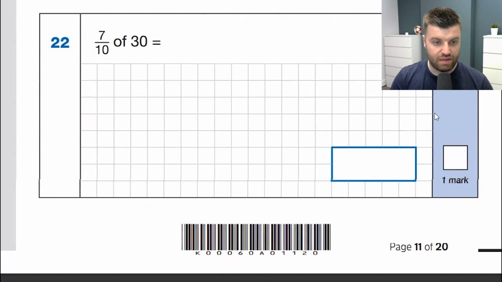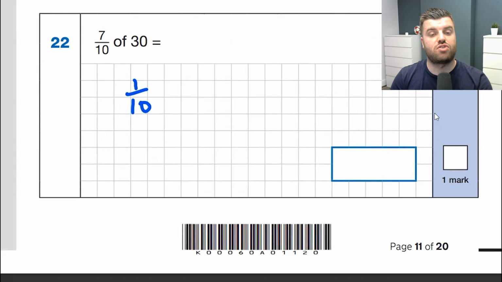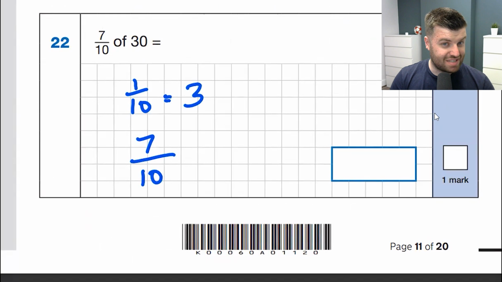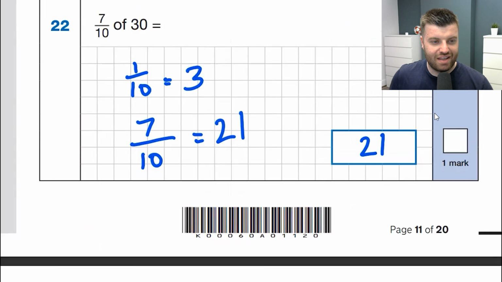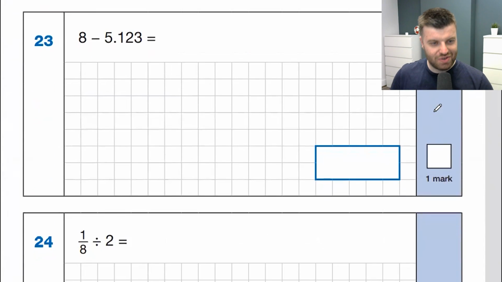7/10 of 30. Well, we have to find 1/10 first. So we're going to divide the quantity by the denominator, which is 10. 1/10 is 30 divided by 10, which is 3. So if I want 7 of those tenths, I'm just going to do 7 times 3, which is 21. And that is our answer. We are whizzing through. Question 23.